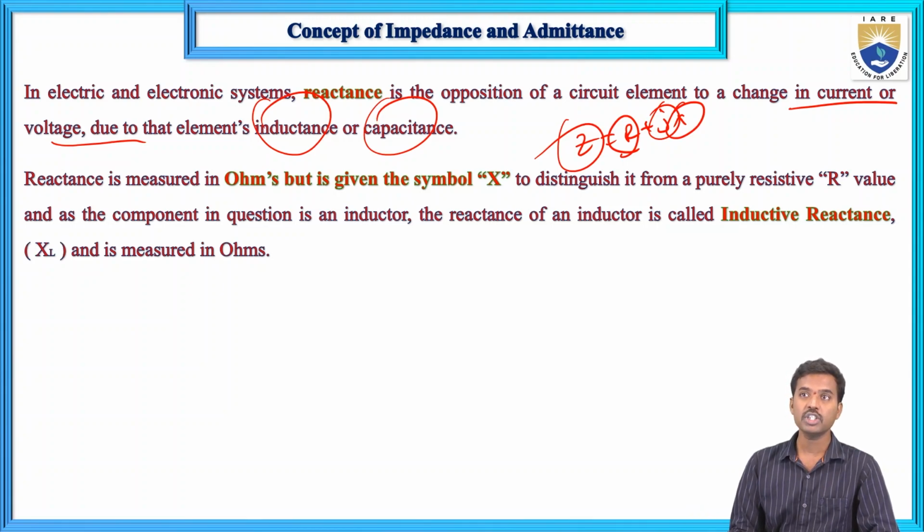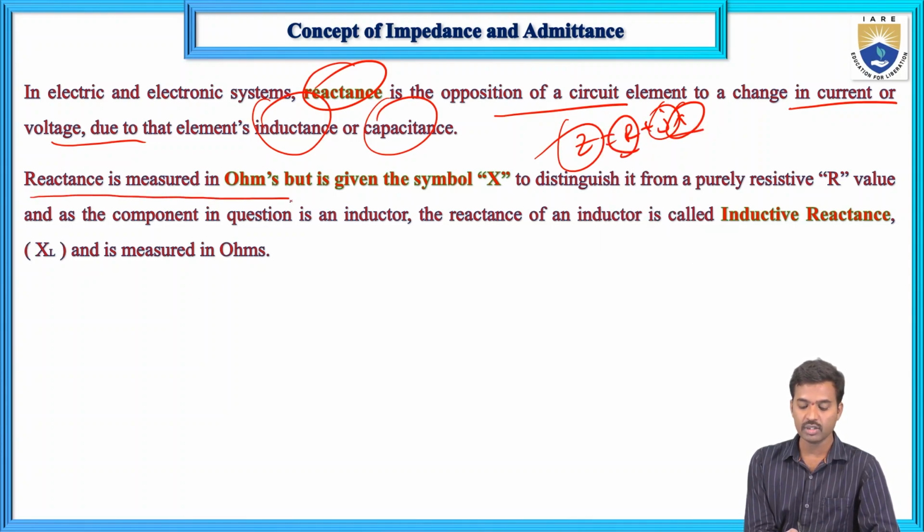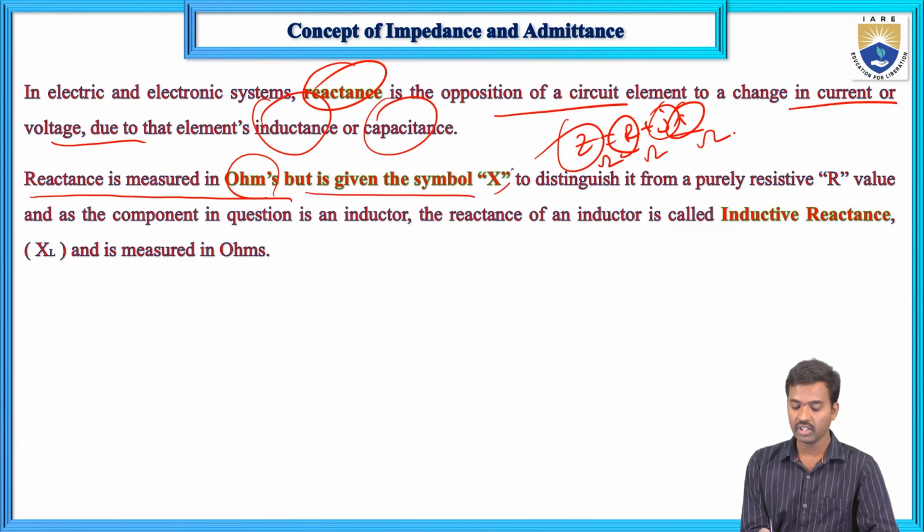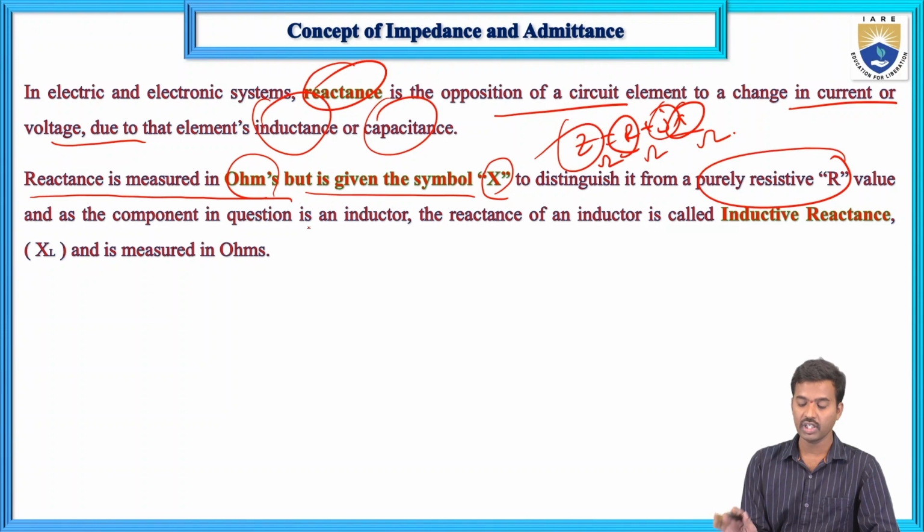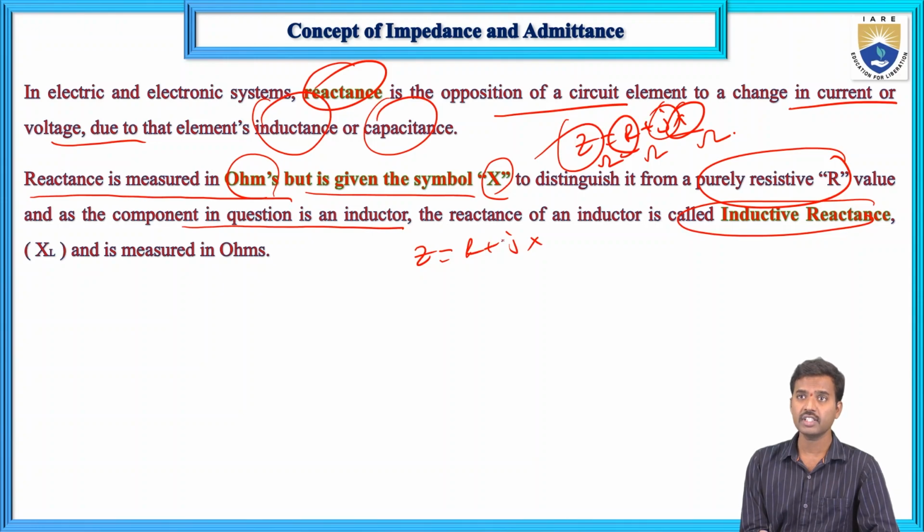So there may be an opposition to electric current. Such a property is known as inductive reactance or capacitive reactance. Reactance is measured in ohms, as we already discussed: resistance units are ohms, and impedance units are ohms. But its symbol is X. Now for a pure resistor case, this value is 0. If an inductor is added, that is inductive reactance, Z equals R plus Jx. For a pure resistor, the reactance is 0.